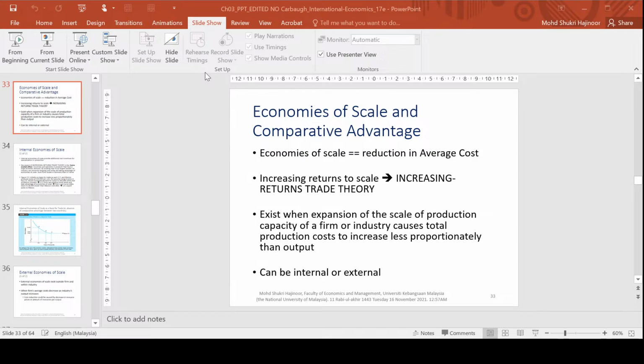Now, external economies of scale exist outside a firm and within the industry, when firms' average cost decreases as the industry's output increases. Cost reduction could be caused by a decrease in resource prices or the amount of resources per output. This is internal. By adding more, you reduce the cost. This is external.